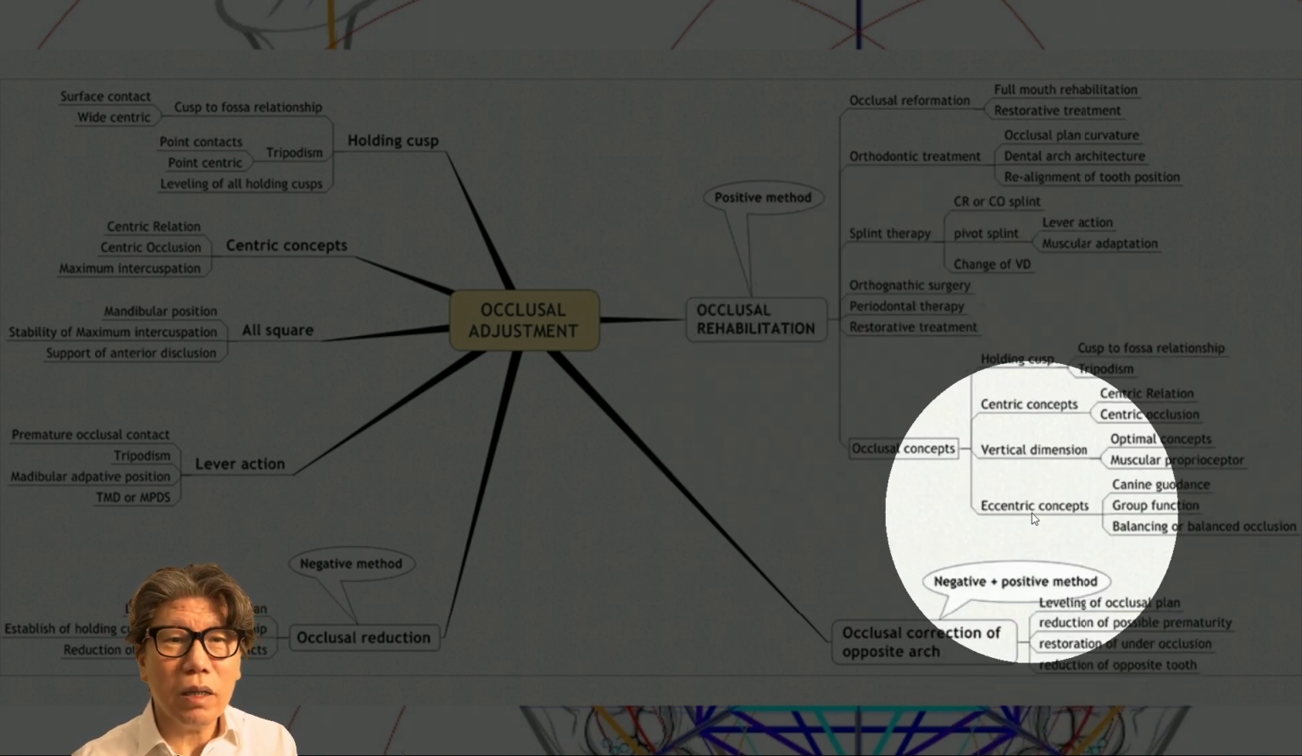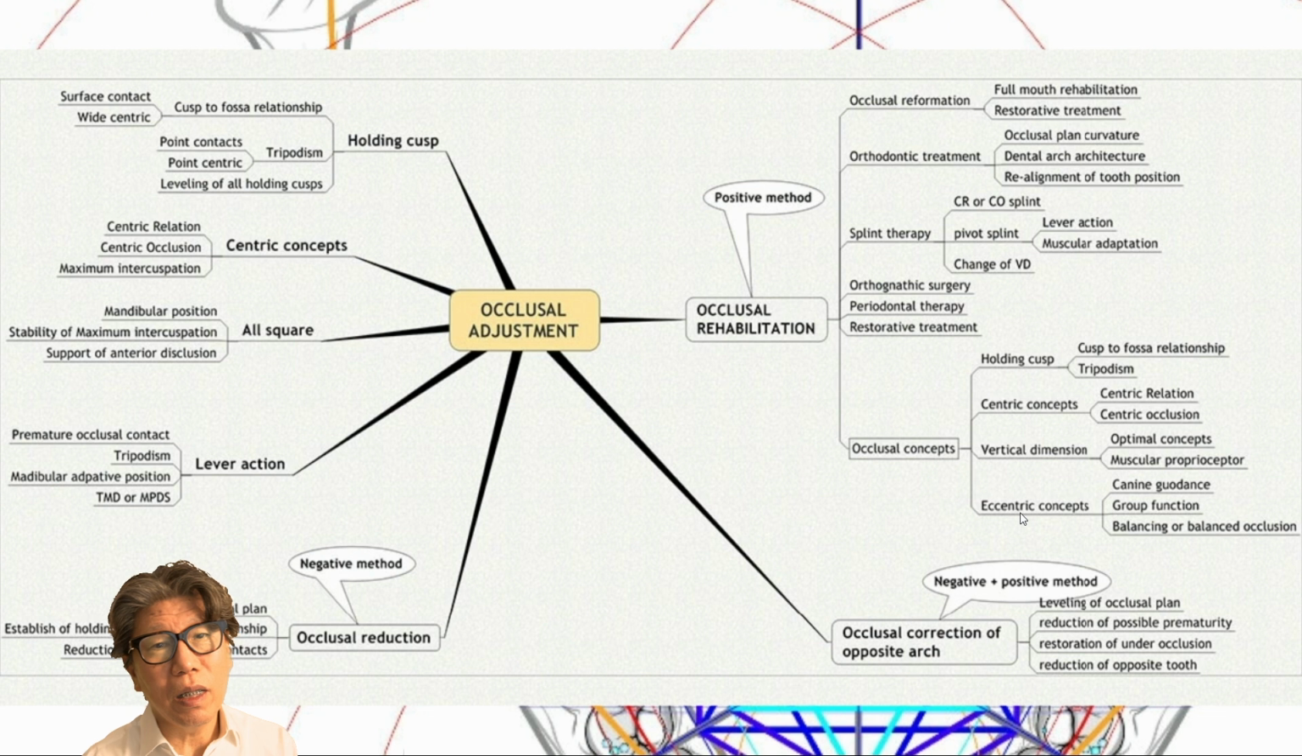Should we refer to it as canine guidance or as group function? There is also much discussion about balancing. There are many dentists who are very sensitive about eccentric guidance. I believe that eccentric guidance is a choice. I think the centric concept, which is the prime factor, is inherent in maximum intercuspation achieved through the interlocking of the centric holding cusps, and the eccentric concept inevitably becomes a choice.